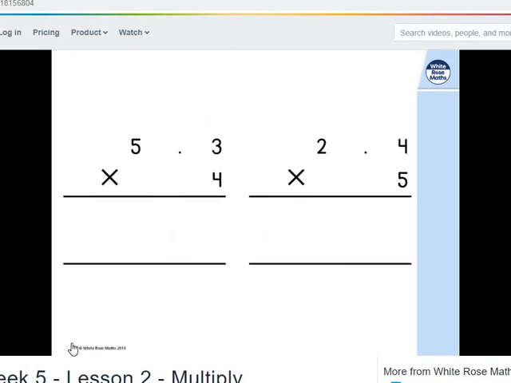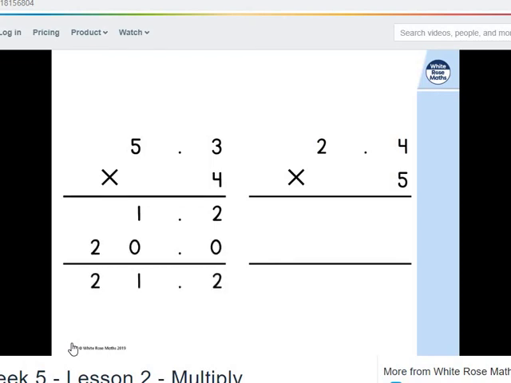See if you've got it now. See if you can calculate these. Let's have a look at the first one. 5.3 times by 4. Well, 4 times 3 tenths is 12 tenths, which is the same as 1 whole and 2 tenths left over, or 1.2. And then 4 times 5 is 20.